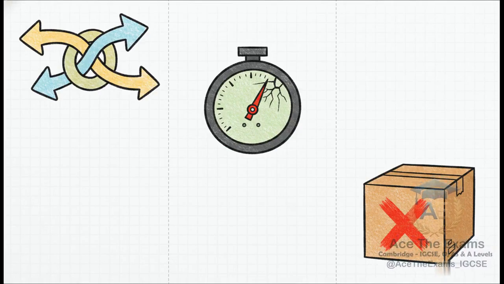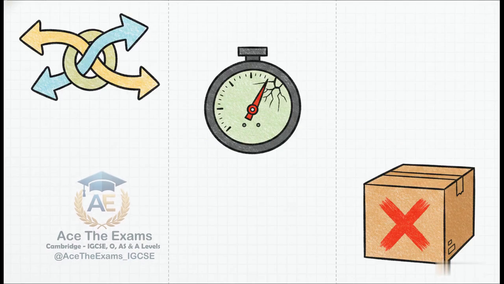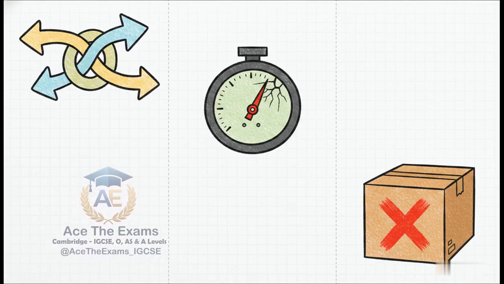Let's break these down. First pitfall, confusing cause and effect. Students constantly mix up what triggers a function and what the function actually outputs. Second pitfall, forgetting boundary conditions and edge cases.